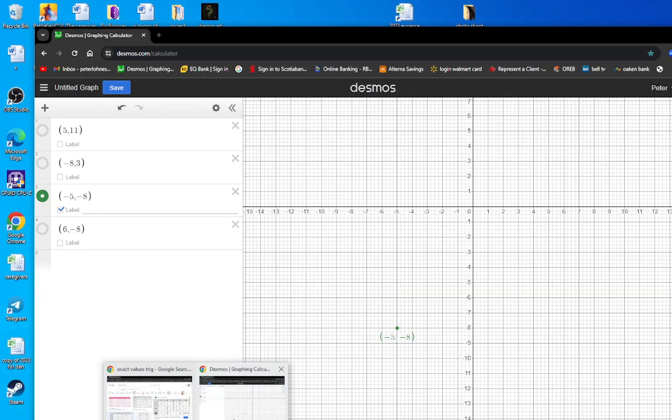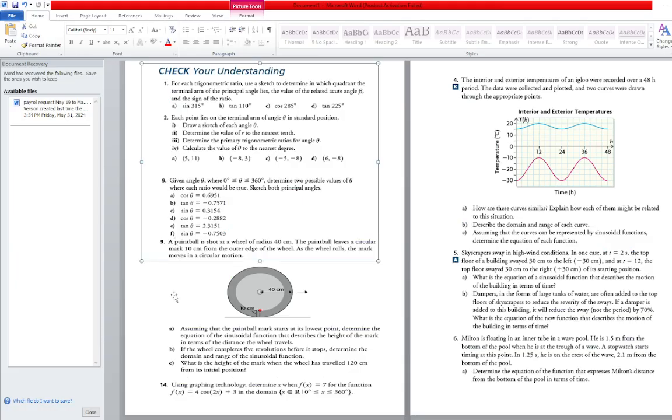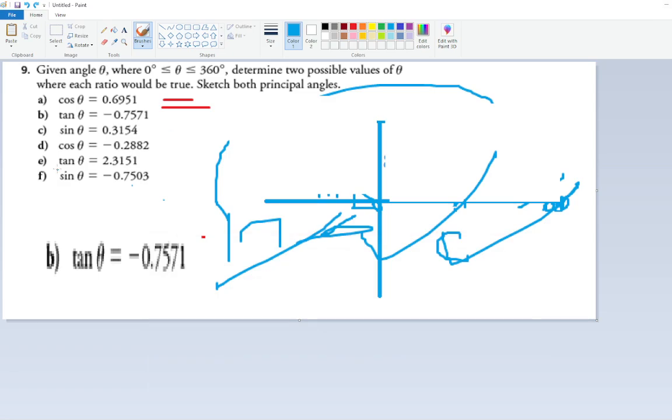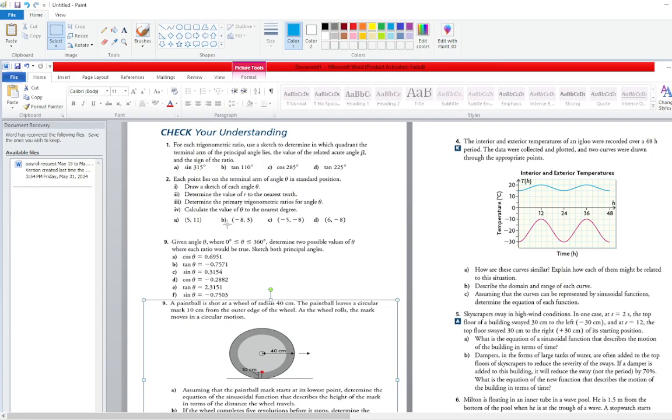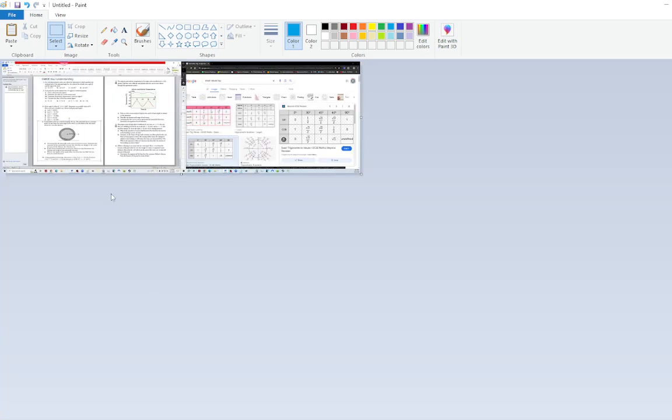Next. Paintball shot at a wheel of a radius 40. Just to let you know, radius of 40 wheels, the 40 is the radius of the wheels, almost always the amplitude of the formula of the curve. Okay.